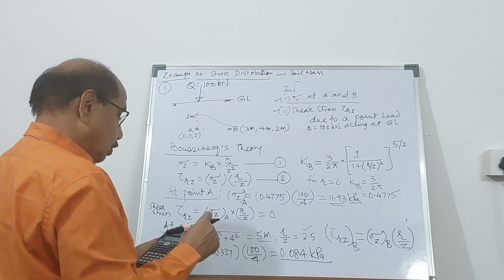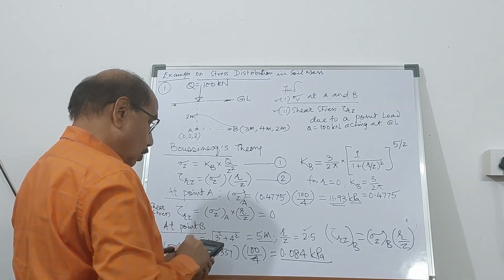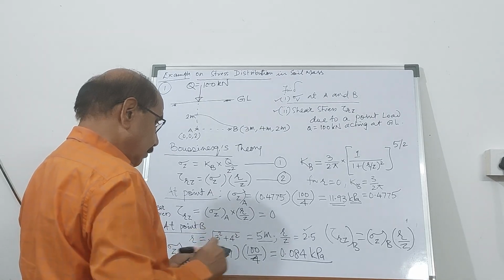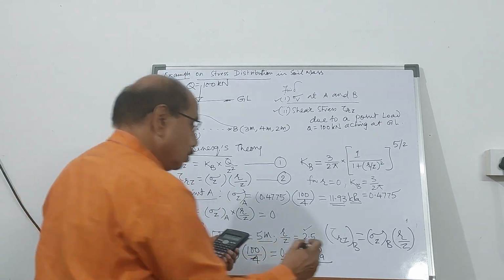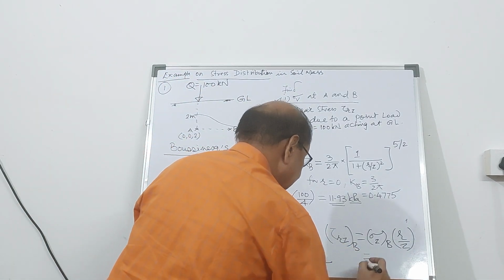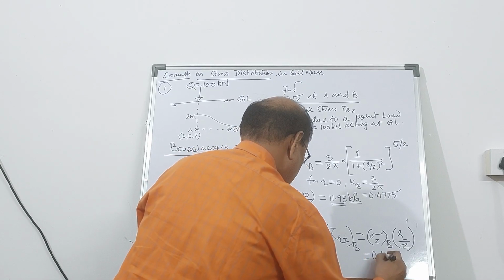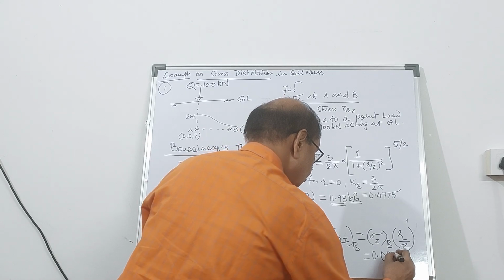So 0.084 multiplied by 2.5, that is the value of R by Z. So the tau rz you get as 0.021 kilopascal.